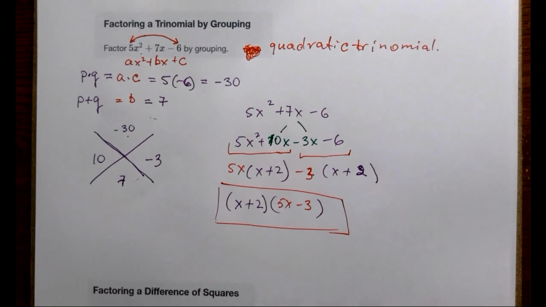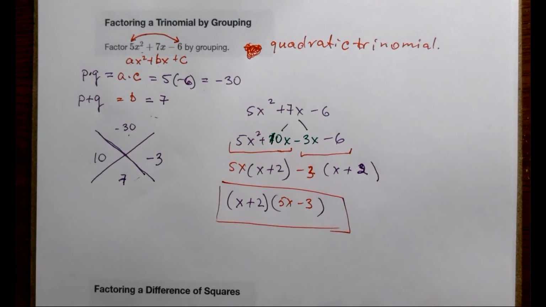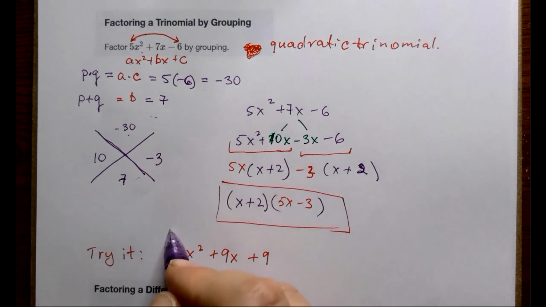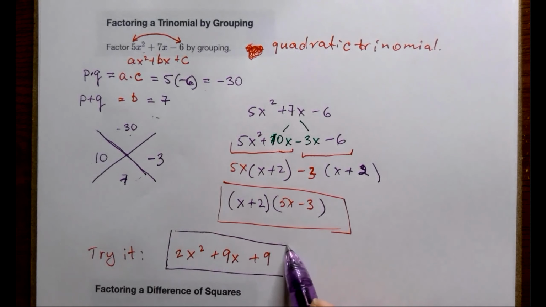And yes, I do want you to try it by yourself. So the one that I want you to try is 2x squared plus 9x plus 9. Try and factor this one. Pause the video here.